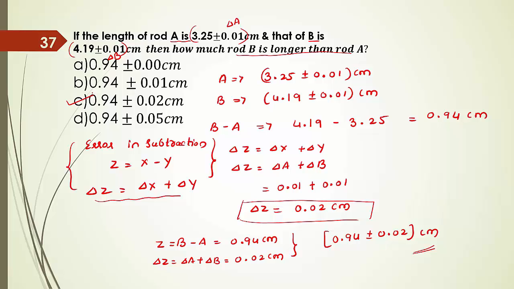Remember, most of the students do a silly mistake here. When there is a subtraction, when you are going to calculate error, that is delta A, delta B, delta X, delta Y, always remember in addition and subtraction, we have to add the error. Is it clear? We cannot subtract the error. Only we can add the error. But A and B, X and Y, we can add or subtract according to the given arithmetic operation. Right? 0.94 plus or minus 0.02 centimeter is the right answer.